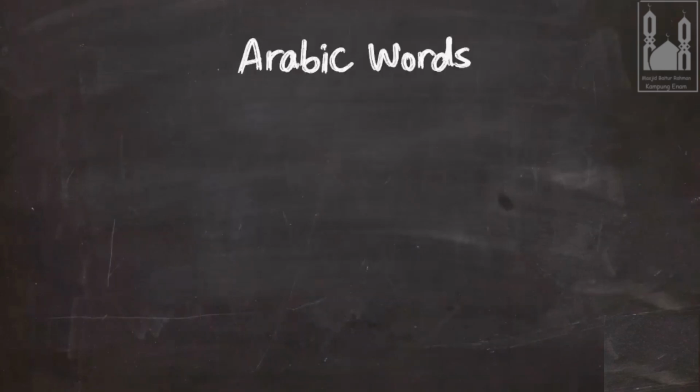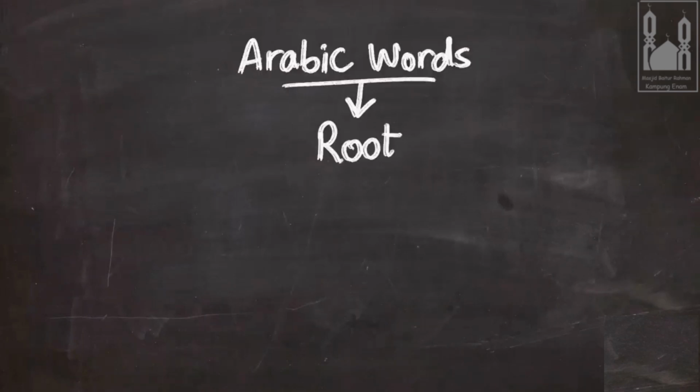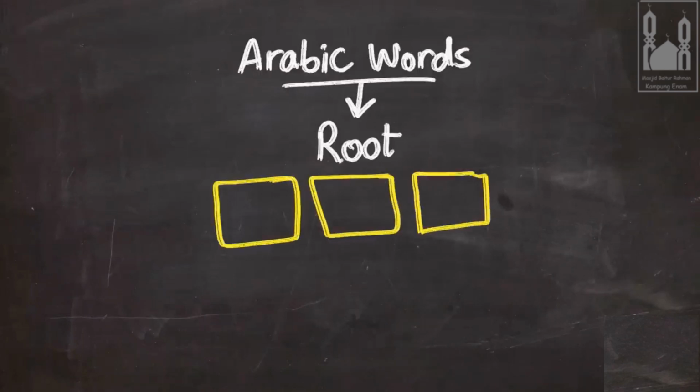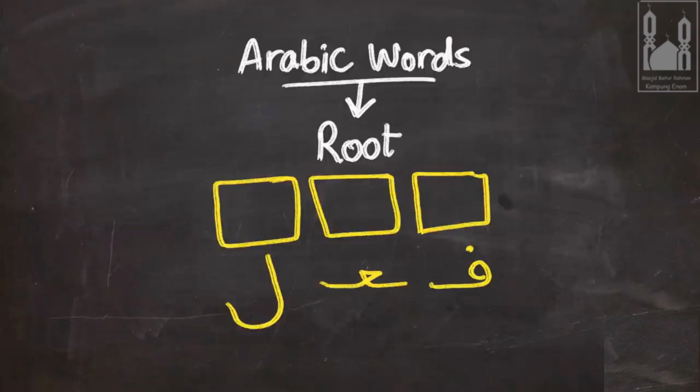First, all words in Arabic can be tracked to 3-letter roots. The first letter of the root has the name fa. The second letter of the root has the name ayn. The third letter of the root has lam. So every root has the pattern of fa'ala with the fa, ayn, and lam.